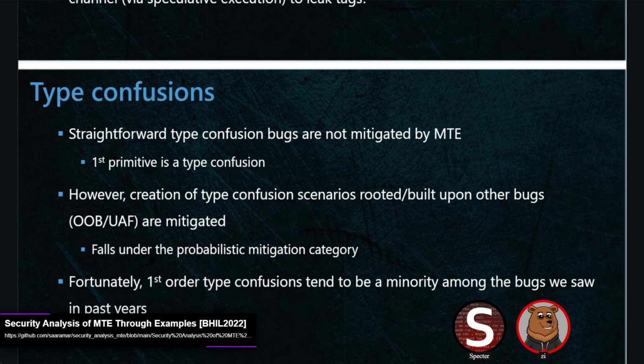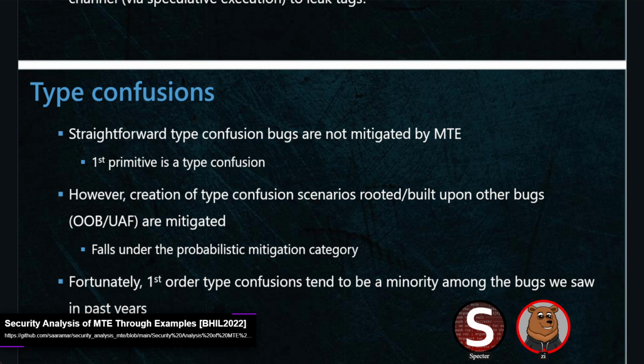It does call out that first order type confusions tend to be a minority of the bugs you've seen in past years. They have been. I do feel like type confusions are growing, and part of that comes down to them being hard to detect in a lot of cases, because there's potentially valid data being used.